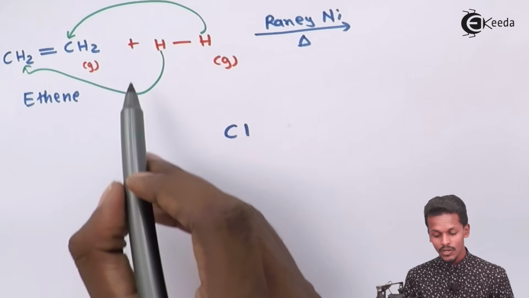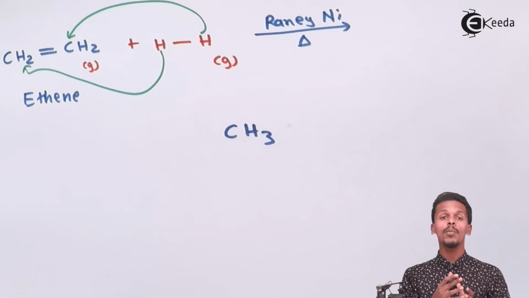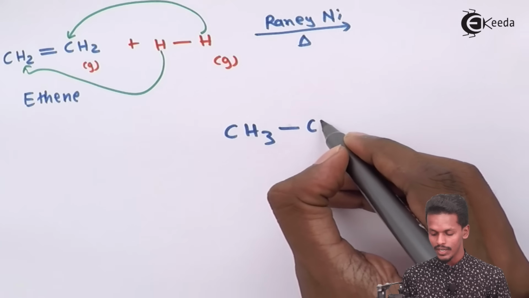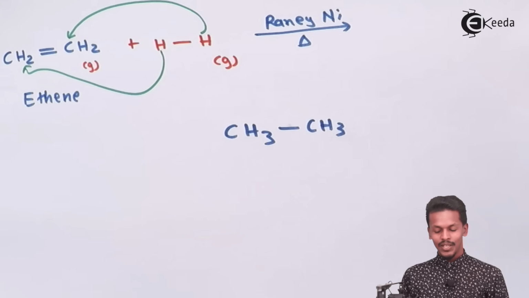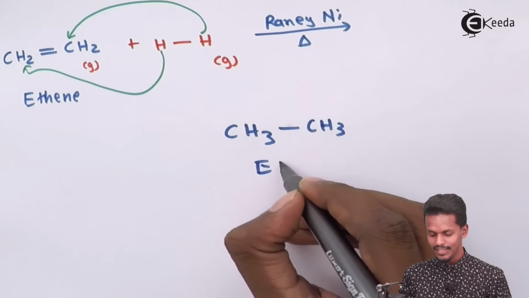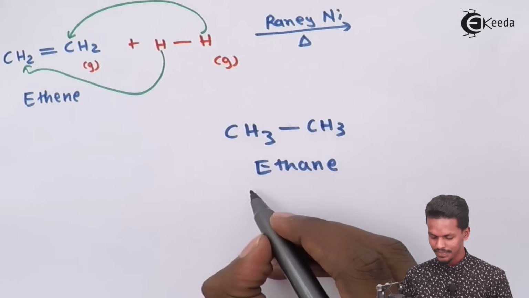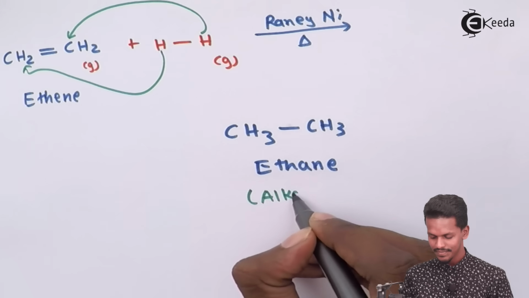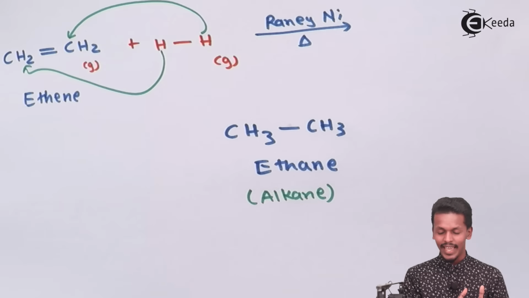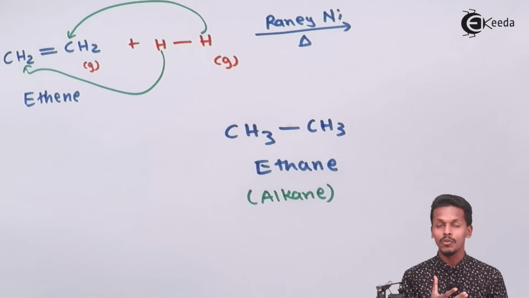earlier it was CH2, but because of the hydrogen we'll get CH3, and the double bond will be broken, and what we will get is a single bond. In this case we have got CH3. So CH3 single bond CH3 is nothing but ethane, and ethane is an alkane. So this is how we can prepare an alkane from its corresponding alkene by using the hydrogenation process.